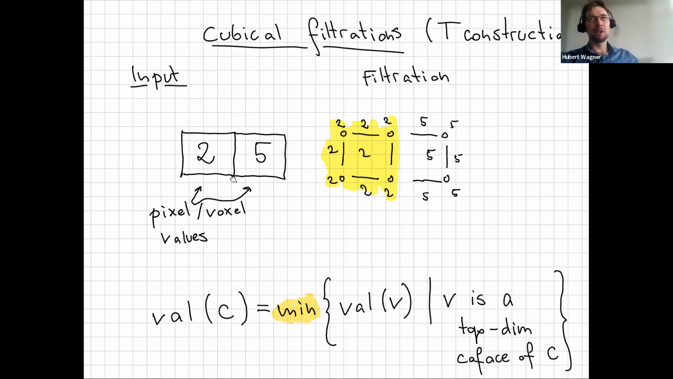Okay, so if this is our input, then we will use this T construction, which views pixels or voxels as top-dimensional cells of a cubical complex like this.